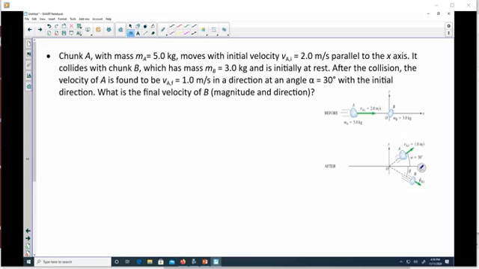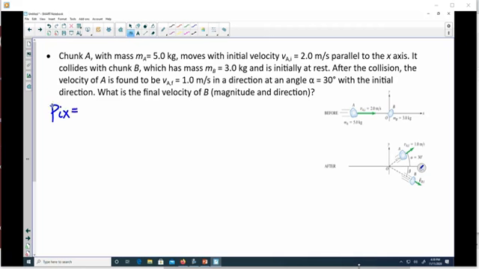All right, everyone. So in this example, we have a block of ice that's going to hit another block of ice that's sitting at rest. And when they hit, they're going to go off at different angles. So we want to calculate basically the velocity of B. We want to calculate the magnitude of its velocity and the angle at which it is going to travel after the collision. So to do this, we're going to have to use momentum conservation.